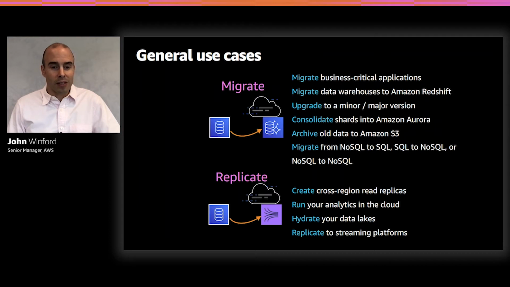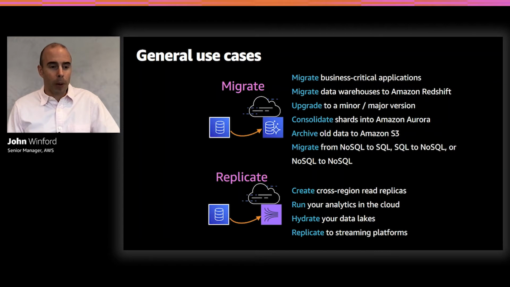You can do other neat things like consolidate shards. You can archive old data off to S3, because if you're not using that old historical information, it's much cheaper to store it in S3 than it is in a live database. And of course, you can migrate between different database engine types. Other people use DMS to migrate across regions, to spin up their own replicas, if you will. You can migrate data back to on-premises if you need to have a dev system that's relatively current to something you have in the cloud.